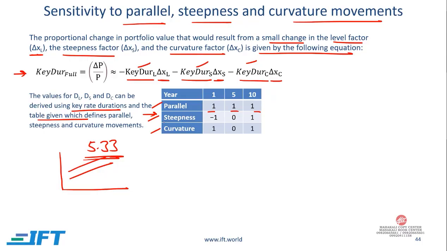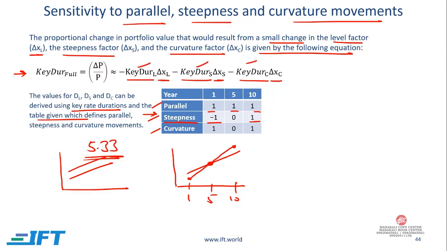Now, what about the duration for steepness changes? Here we need to understand what's meant by steepness. So with steepness, we have a 1 unit decrease for the 1-year rate and a 1 unit increase for the 10-year rate. So if we start out with this yield curve, let's say this is 1 year, this is 5 year, this is 10 year. Over here we have a 1 unit decrease. For the 5 year we are at 0, so no change. And 10 year we have a 1 unit increase. So we have something like this.